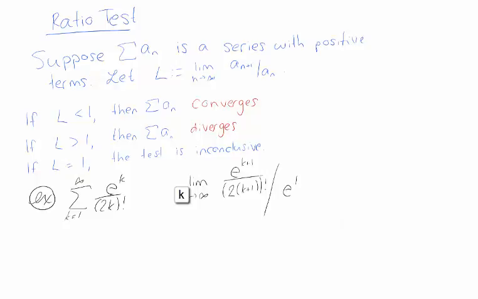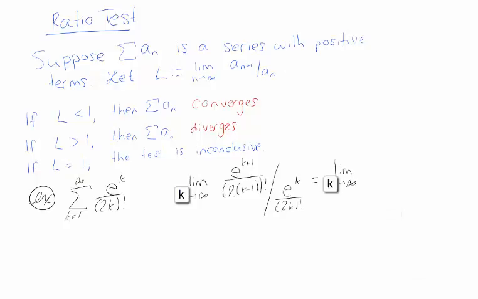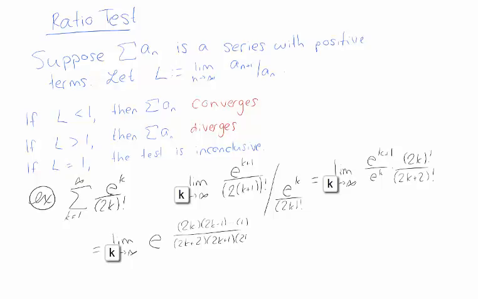And I divide by my kth term. In order to figure out this limit, I'm going to clean this up a bit. It's usually best if we group the like terms. So I'm going to put those e's together, and I'm going to put those factorials together. Now a lot of things are going to cancel. The e to the k plus 1 divided by e to the k is just going to leave me with an e to the first power.